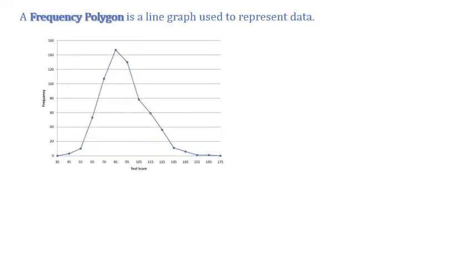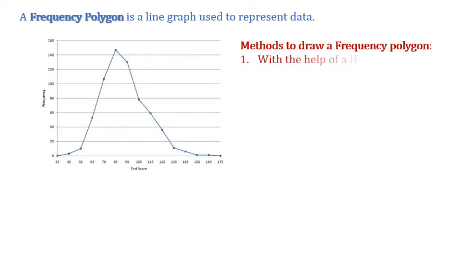A frequency polygon is a line graph used to represent data. There are two methods for drawing a frequency polygon. The first is with the help of a histogram and the second is without the help of a histogram.